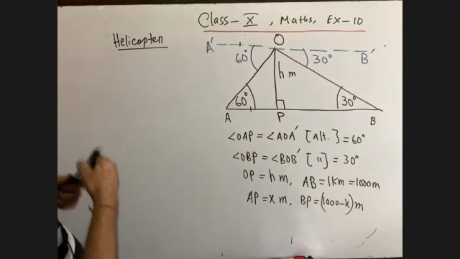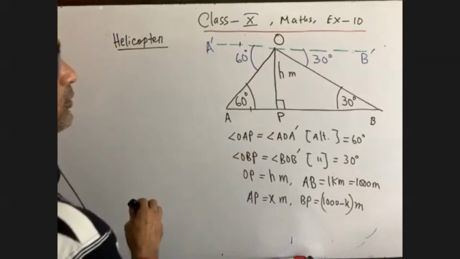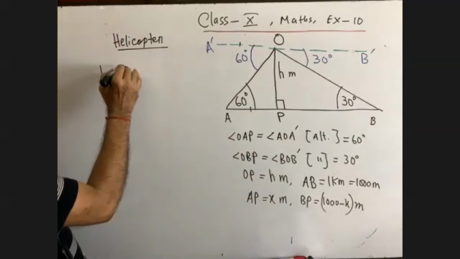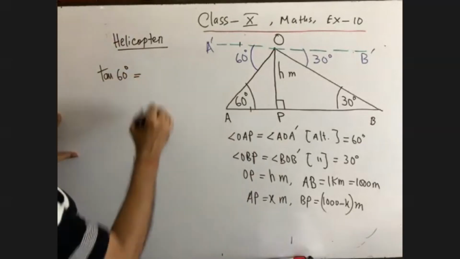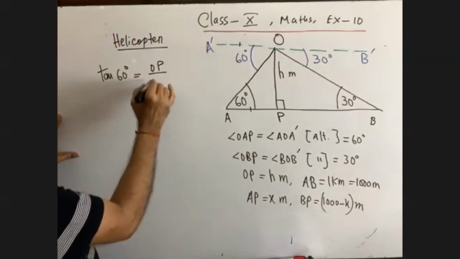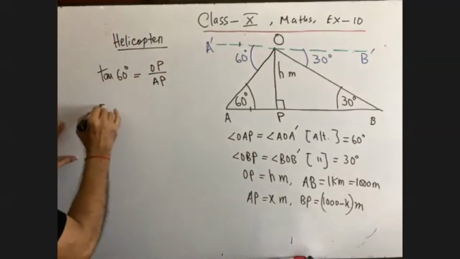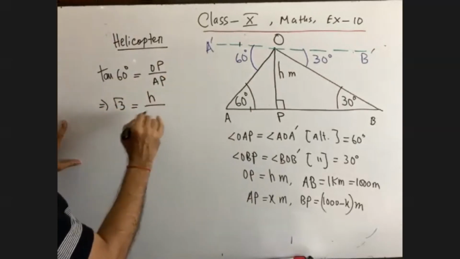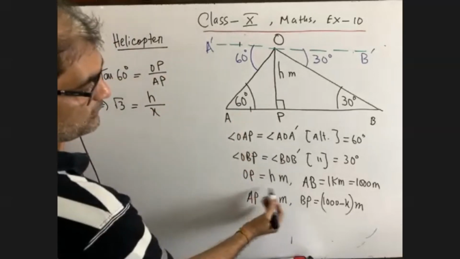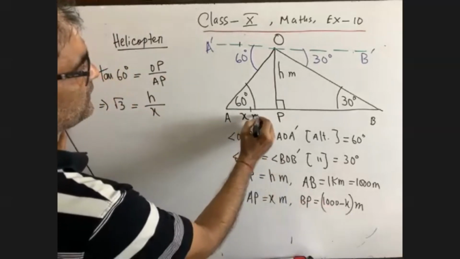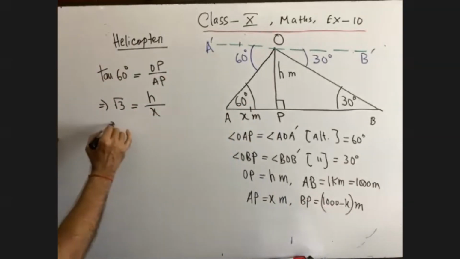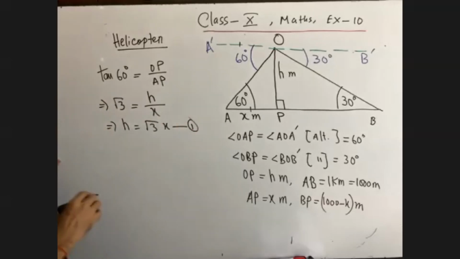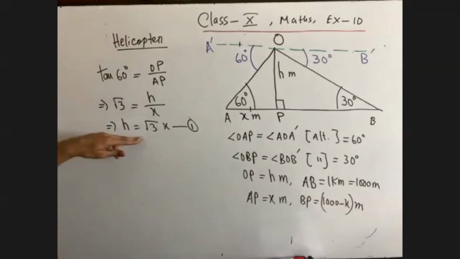Like the previous math, I told you that I will do every math using the same formula. That is, we can write down tan 60 degree. Tan 60 degree is equal to what? OP by AP. So what is tan 60 degree? Root over 3. What is AP? AP is X meter. So we can write here OP is equal to root over 3x. And for the consecutive 3 maths, we are getting always this.